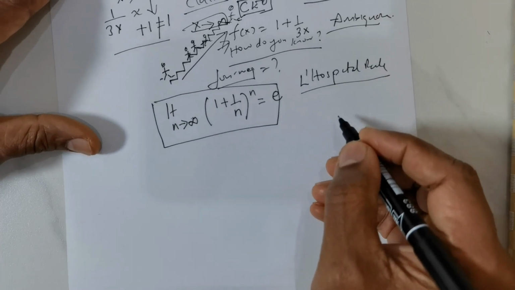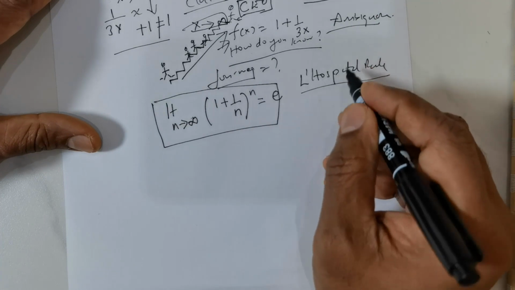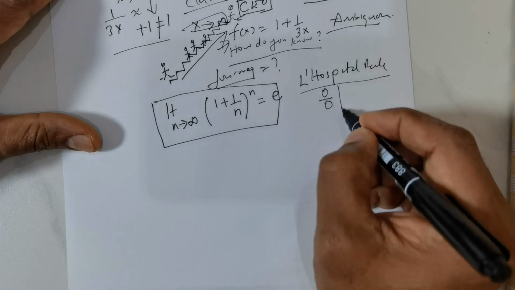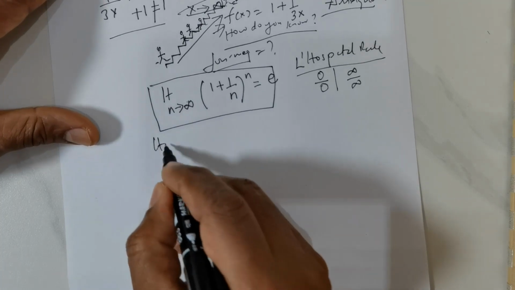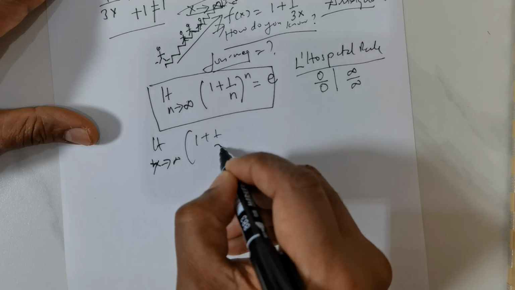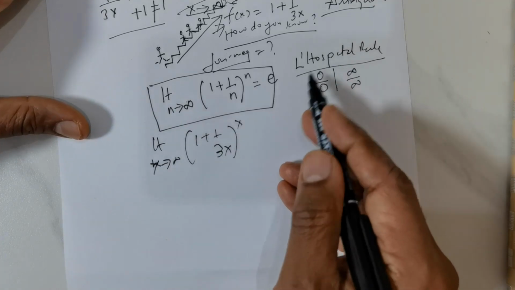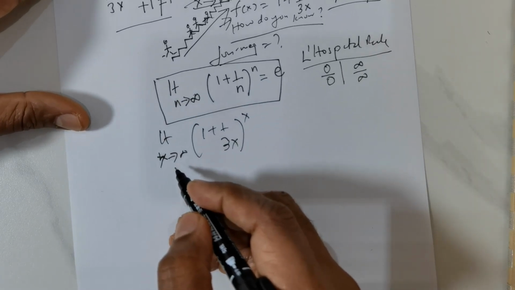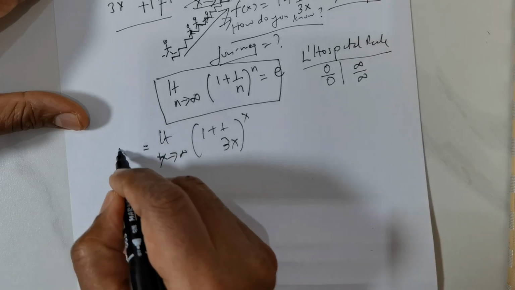Now what does L'Hopital's rule state? L'Hopital's rule can only be applied if we are getting an indeterminate form. Now these are popular indeterminate forms: 0 by 0, infinity by infinity. What I'm going to do is convert the limit as x tends to infinity of (1 + 1/3x) raised to the power of x to give us this 0 by 0 form. So for that, let me take the function to be, say, some u.